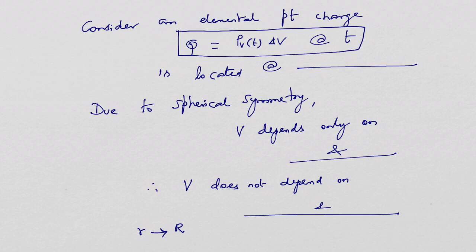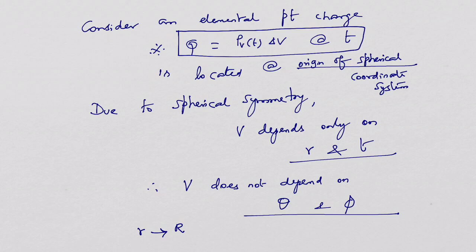located at the origin of a spherical coordinate system. This assumption is very important. We shall start from this equation. Due to spherical symmetry, the scalar electric potential V depends only on r and t. It does not depend on theta and phi.